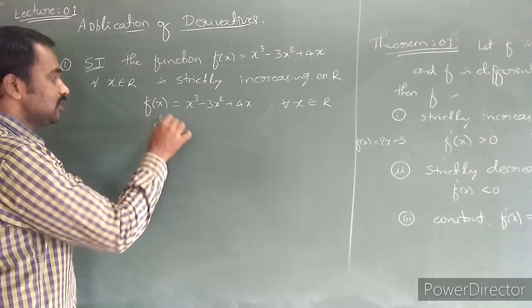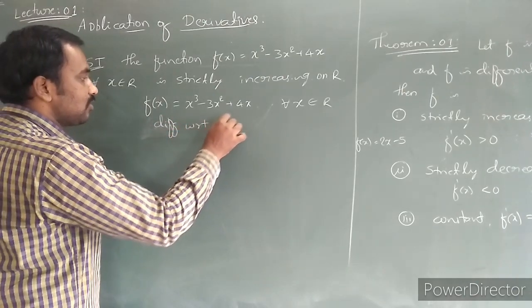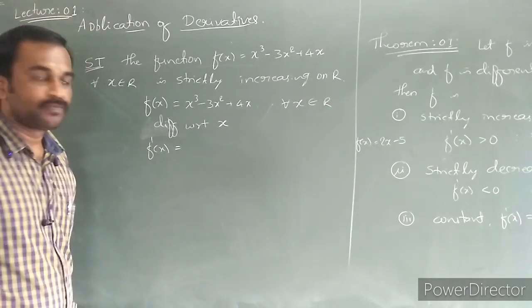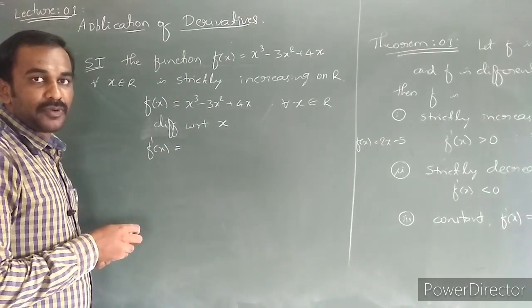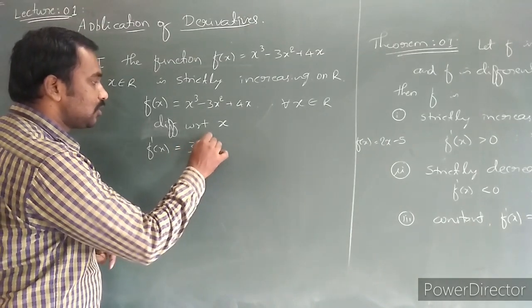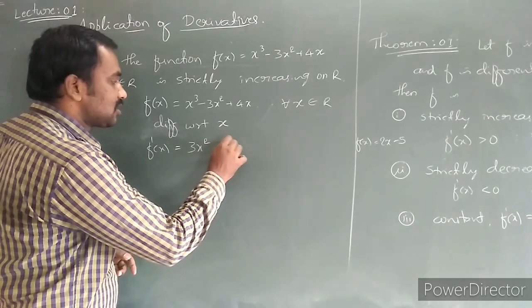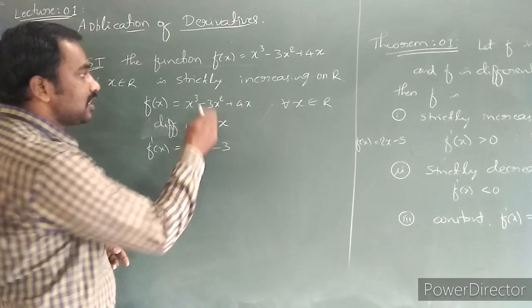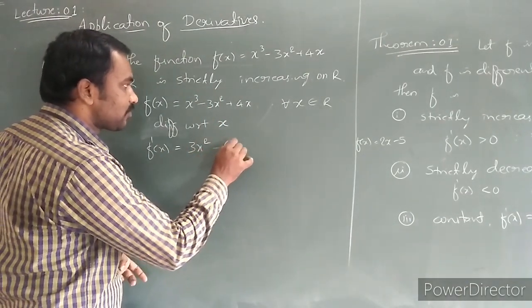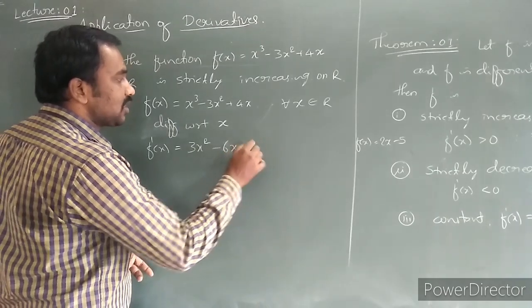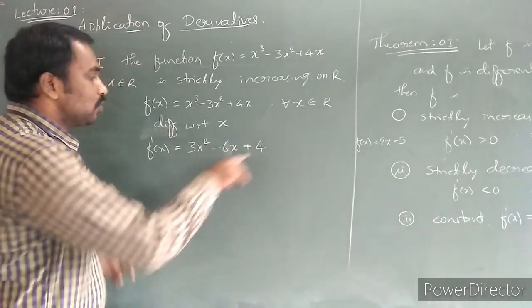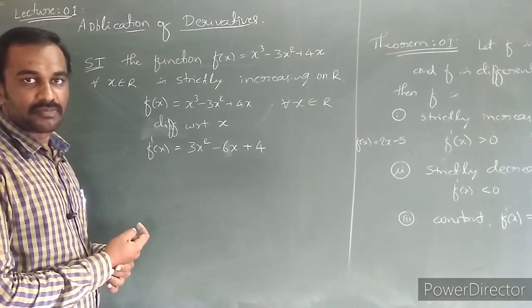Differentiating with respect to x. What do we get? f dash of x is equal to: x cubed, x power n differentiation is n into x power n minus 1, so 3 into x square; minus 3 coefficient as it is, x square, 2 into x, 2 into 3 is 6, so 6x; plus 4 as it is, differentiation of x with respect to x is 1. So this is the f dash of x.